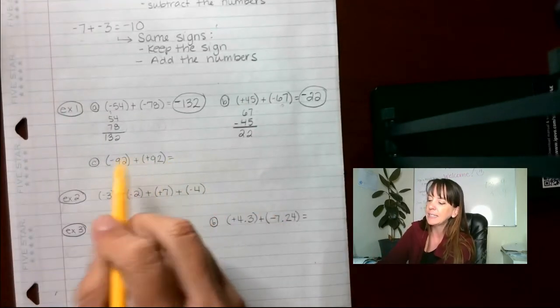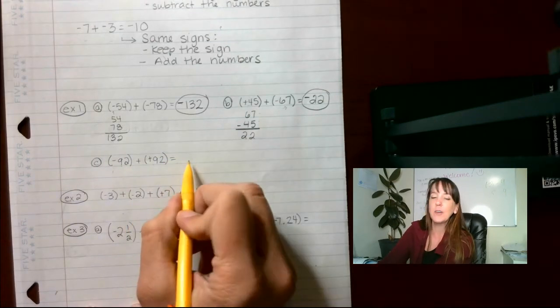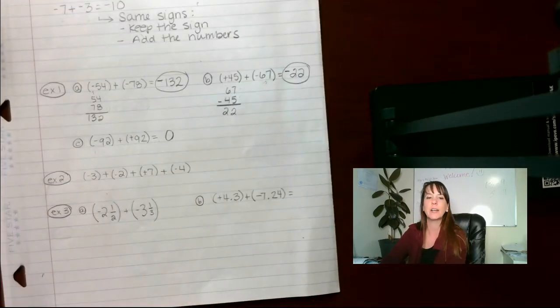All right, for C, negative 92, positive 92. When that happens, those guys cancel out and you get 0. 0 is your answer there.